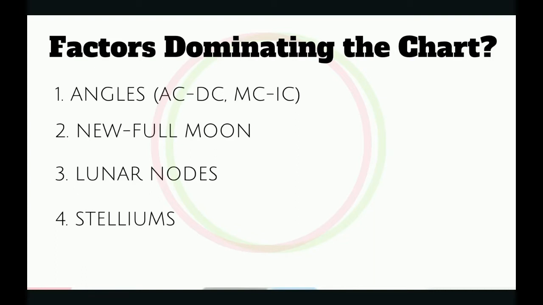Stelliums, this is a cluster of 2 or more planets, and also the planetary pairs, which often communicate a generational impact, like the Pluto-Uranus conjunction in the early 60s, the Pluto-Saturn conjunction in the early 80s, the whistleblower generation, and also the Neptune-Uranus conjunction.